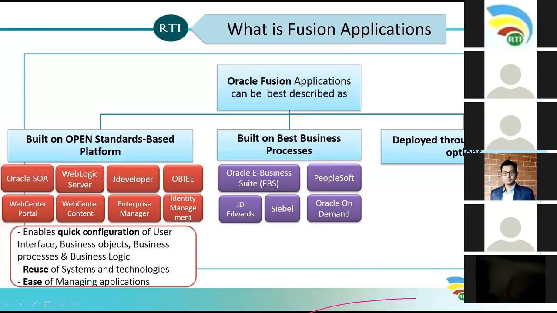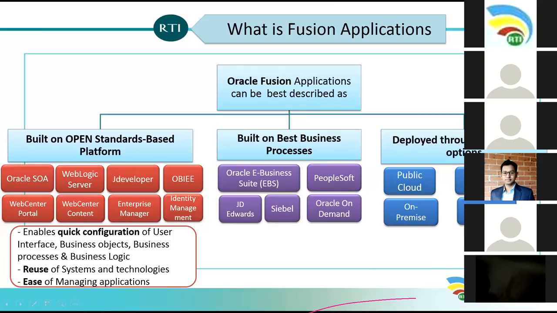Okay. And deployed through selection of options. What does it mean? Once you have the Fusion application, where do you have to install it? You may want to install it in your own company, or Oracle will install it for you on their servers, or you will install it in some different cloud. So there are different deployment options given by Oracle. One is public cloud: Oracle installs your application somewhere and maintains it for you. On-premise means you will be installing the application in your own company, so your DBA and network team will maintain it.